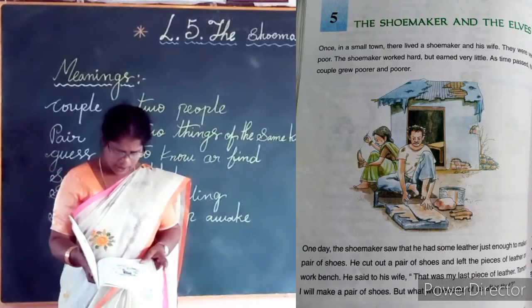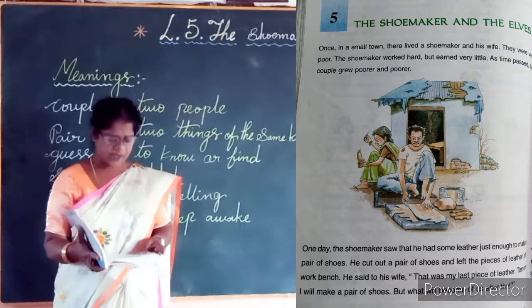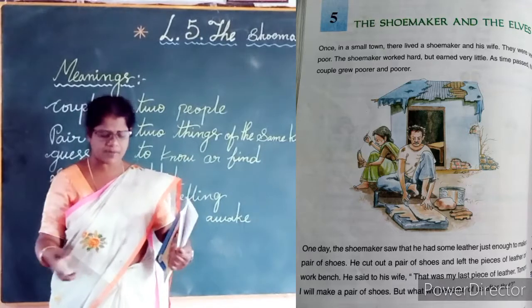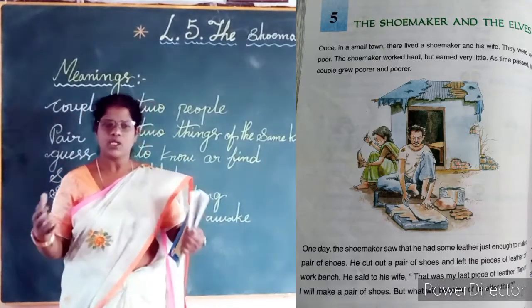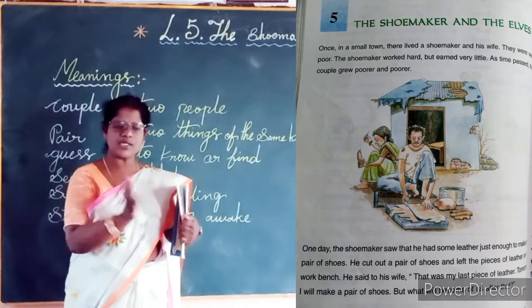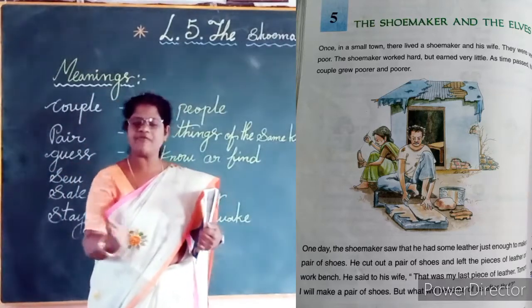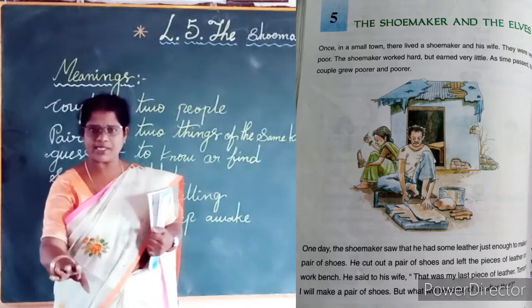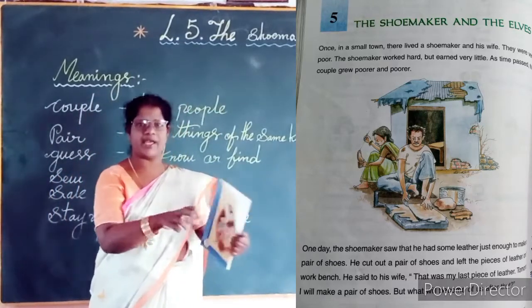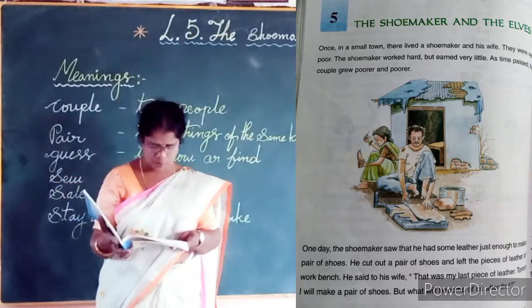He cut out a pair of shoes and left the pieces of leather on his workbench. Some bench or table or stool he will use to stitch the shoes. After using that leather, he left the remaining leather on the bench. And he stitched this new pair and went to sell that pair of shoes.